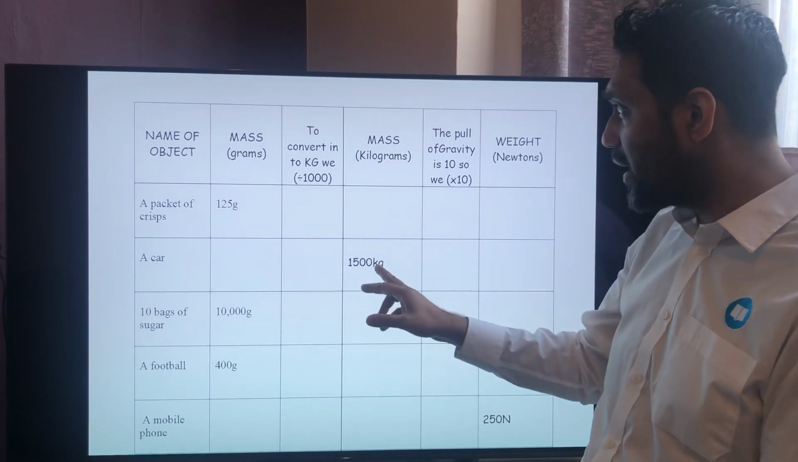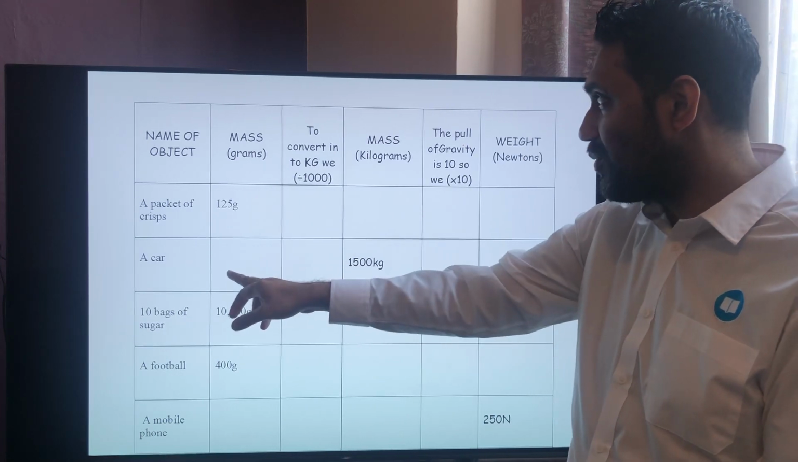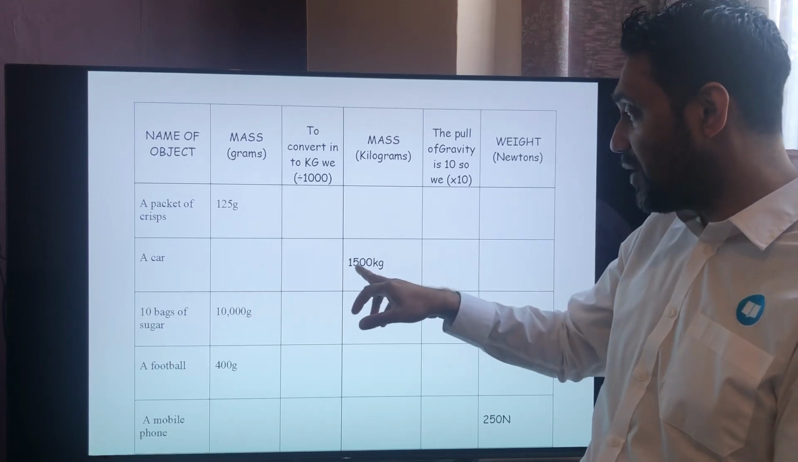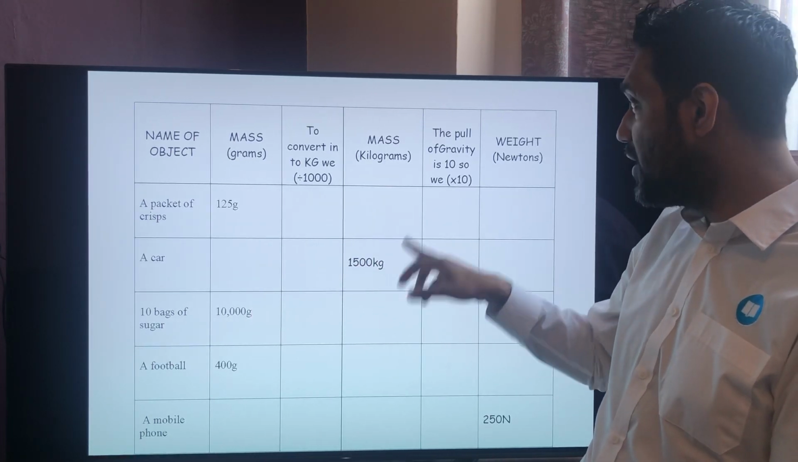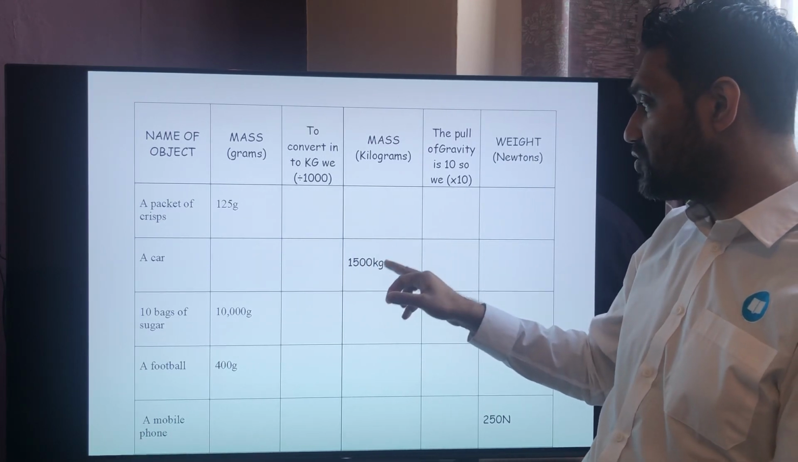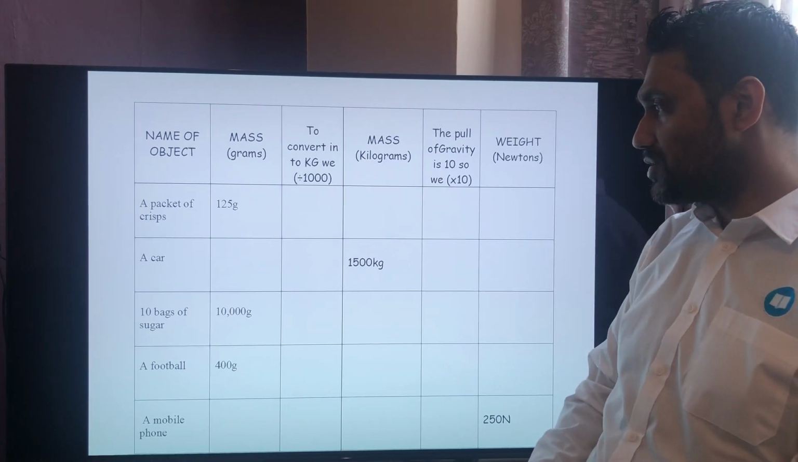So if I was trying to work out the mass going backwards, I'd have to times that by 1,000 to work out what it is in grams. But do I actually want a car in grams? Probably not, because I'll get a huge number. I'll get 1,500 with 3 zeros after it. But if I wanted to work out the weight, it would be 1,500 times 10. So all I need to do is add another 0 at the end of that. So it will be 15,000 newtons.